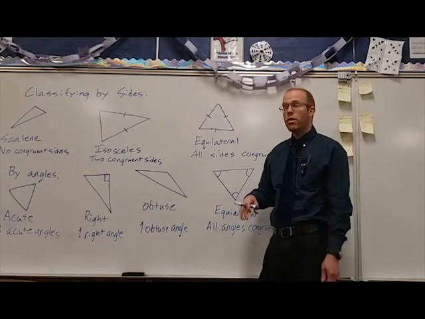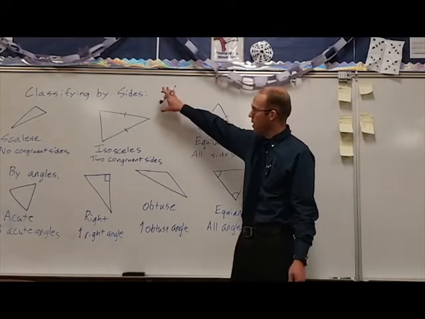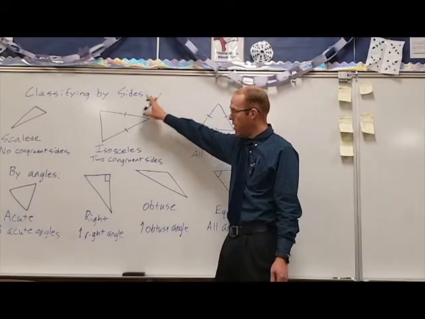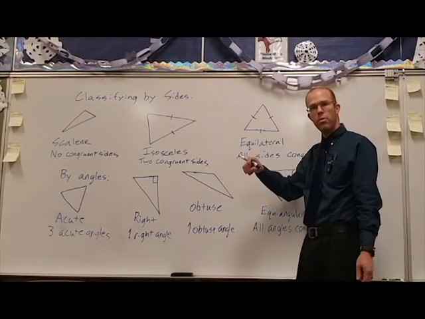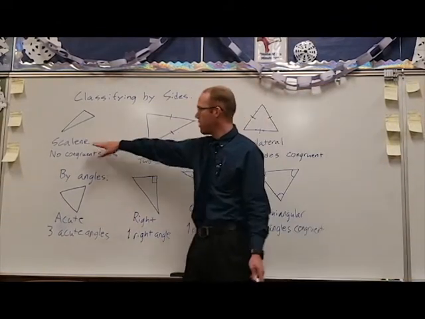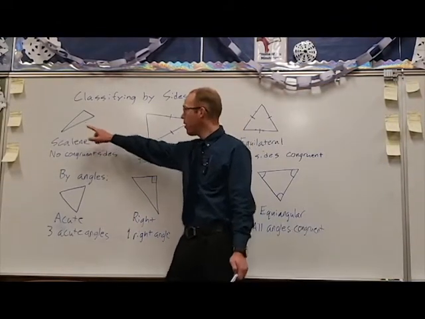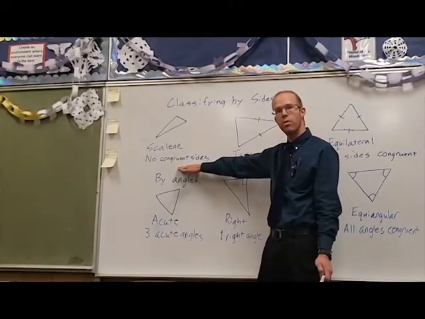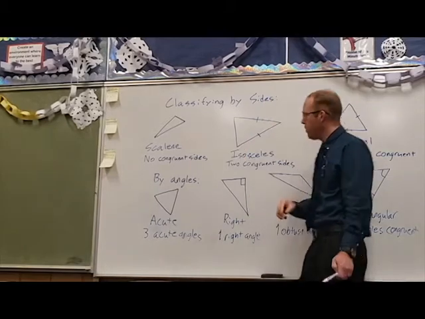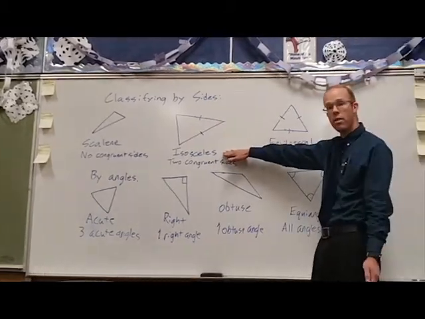For this section, we're going to talk about triangles, specifically classifying triangles by their sides and by their angles. Now, the sides have three different vocabulary words that you need to take note of. The first is scalene. That means that all three sides have a different length, or in other words, there are no congruent sides.